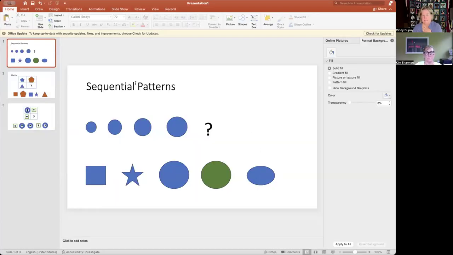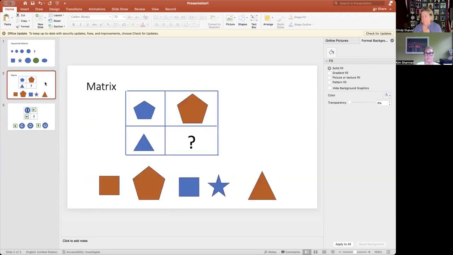It's a little crude, and we're just going to share it on the screen like this because it's fairly straightforward. But you can see here we've got a sequential pattern in which we have a small circle getting bigger. Then you would have the four choices down below, and you would pick C because it's the next biggest circle. Okay. Then we also have a matrix.